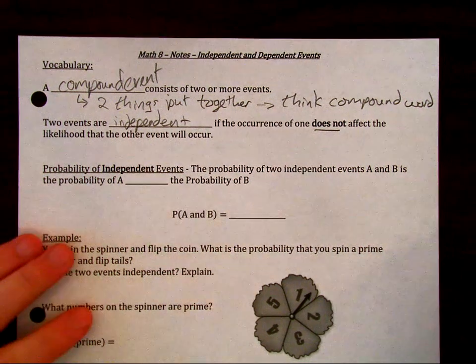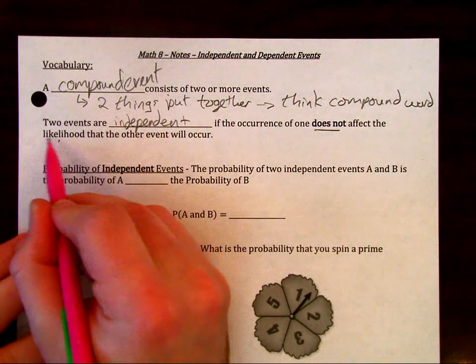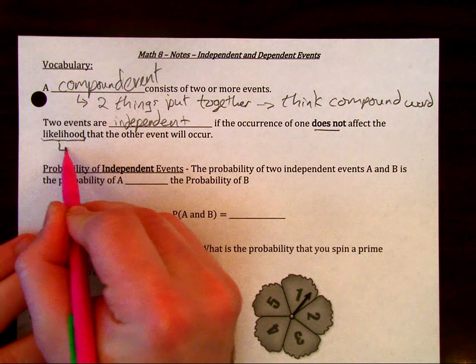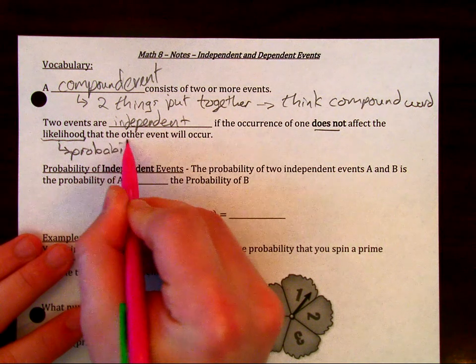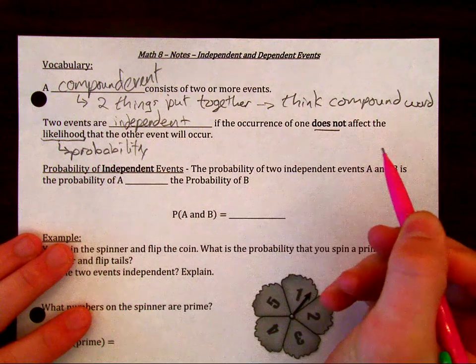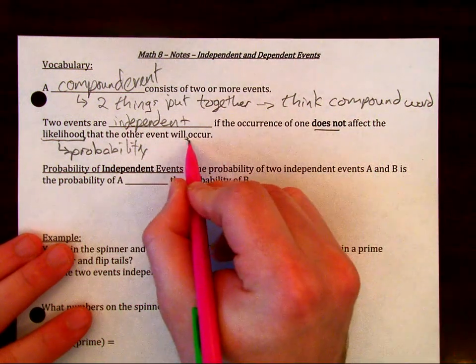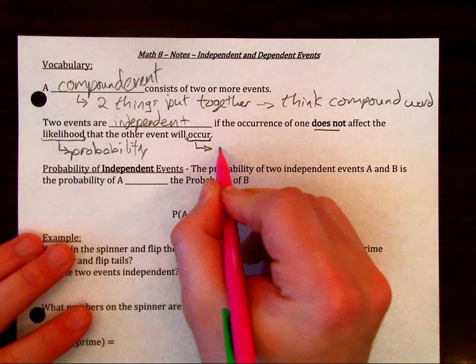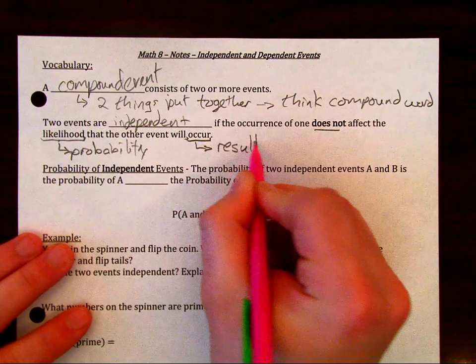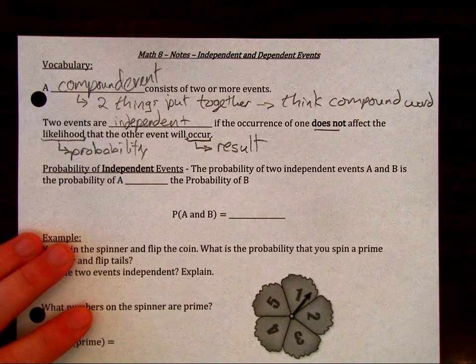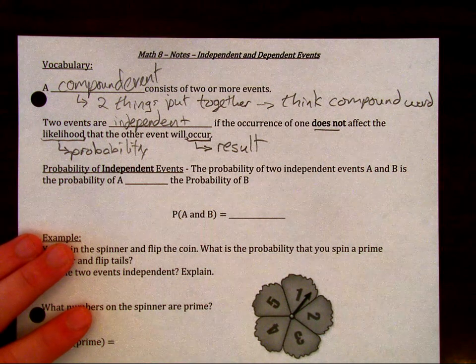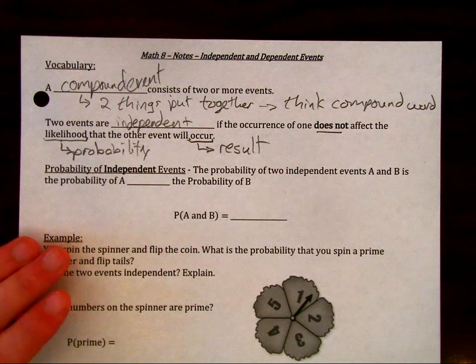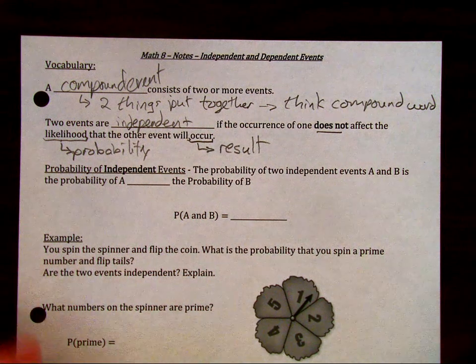And some other ideas, again, when it has the word likelihood, that's just saying probability. And the word occur, again, we're just saying what's that result. So again, independent is not affecting, okay?